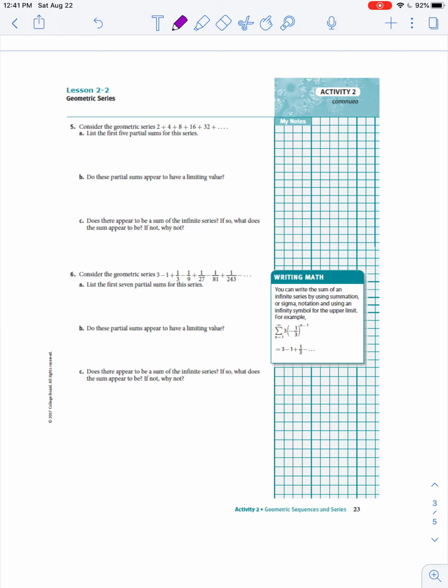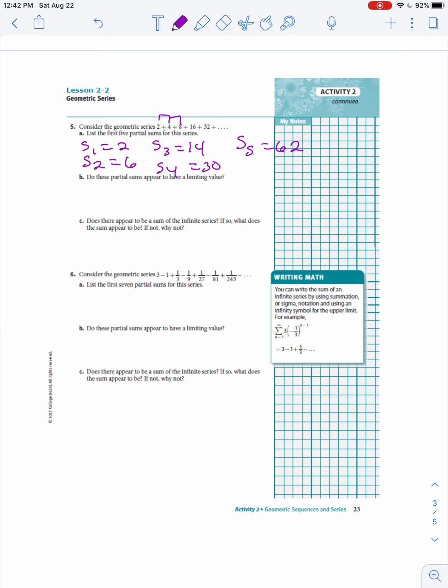So the first 5 partial sums for this sequence, it says, list them. So the first sum, S sub 1, well, that's just 2. But if I add the 2 with its 4, its second term, well, now I get 6. And if I keep doing that, if I now want to add the next term, now I have to add it to the 8, well, now I get 14. You should hopefully see what's happening. We're just going to continue to grow and grow and grow. If I add the 4th term to it, now I've got 30. And if I add the 5th term to it, well, now I'm up to 62.